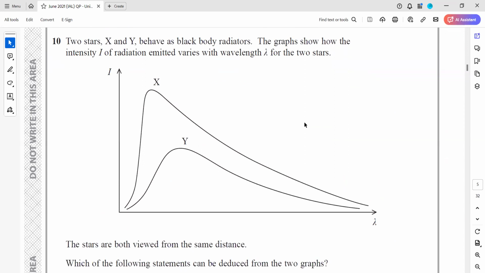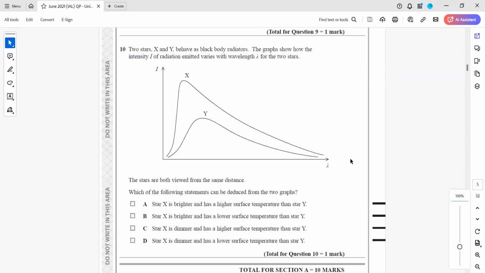Two stars are there, which are black bodies. The graph shows the variation. The stars are both viewed from the same distance. Which of the following statements is correct? So star Y will have a high temperature because the peak will decrease and it will shift towards right. So this will have a high temperature, this will have a low temperature. Because when we increase the lambda max, this will be the lambda max and this will be a lambda max. The peak wavelength refers to lambda max.